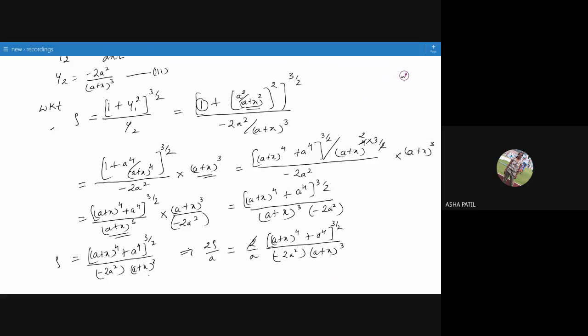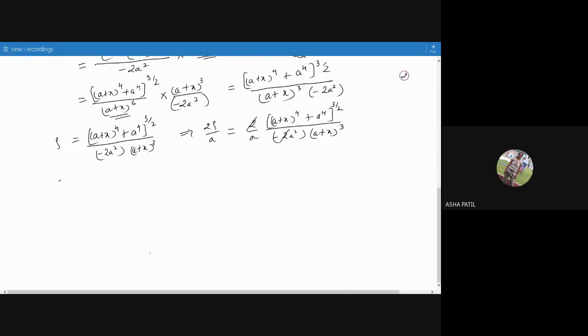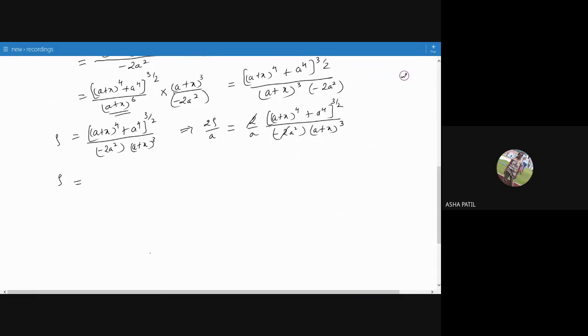So here 2 gets cancelled and we are left with 2 rho by a equal to (a plus x raised to 4 plus a raised to 4) raised to 3 by 2, divided by minus a cube into (a plus x) whole cube. Now what we want is 2 rho by a raised to 2 by 3.